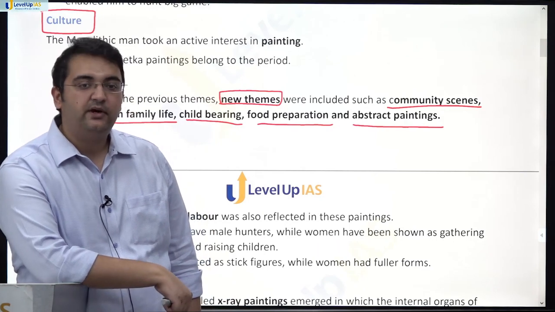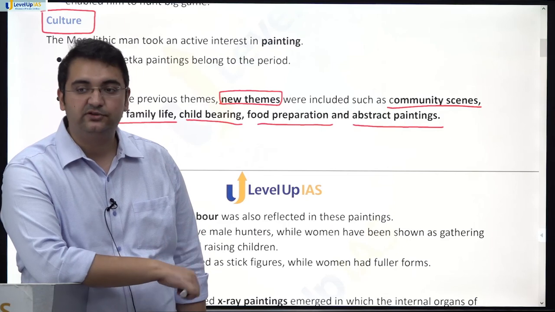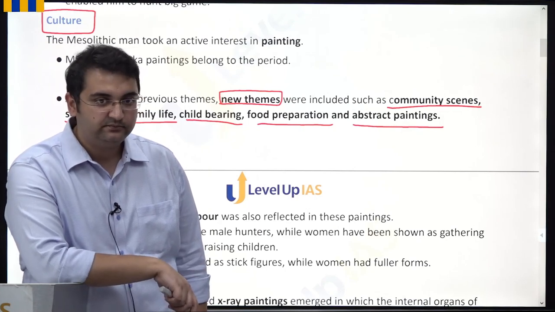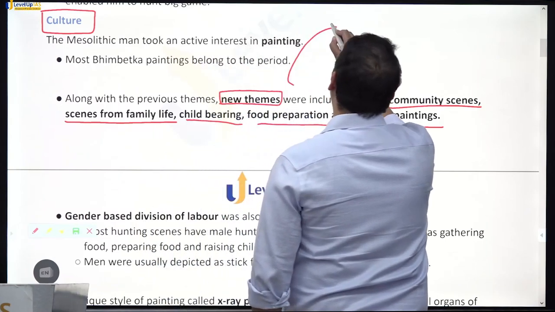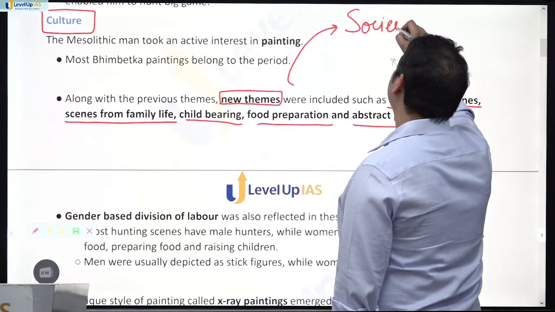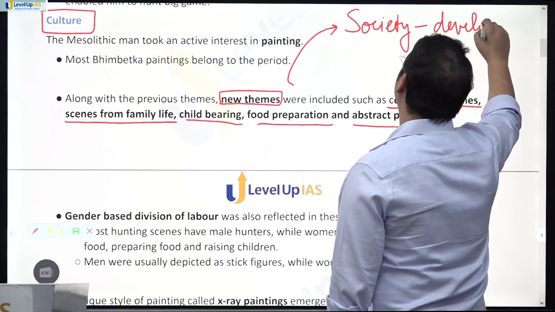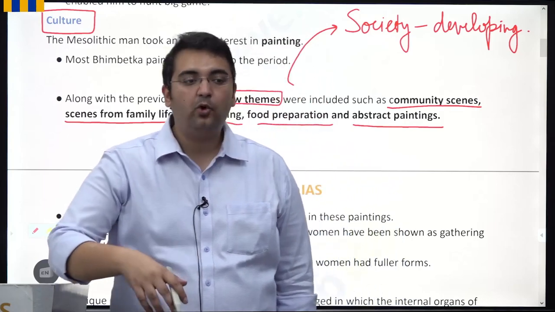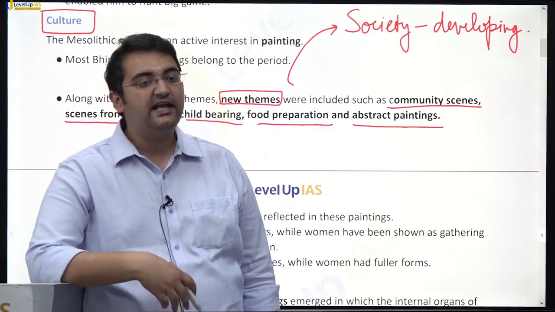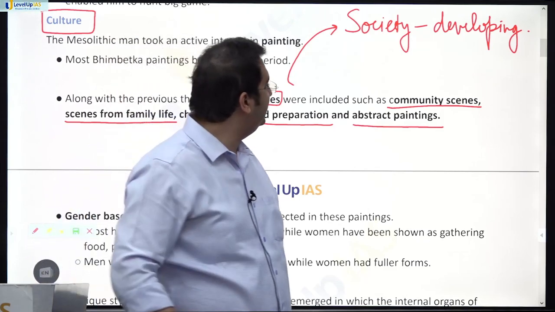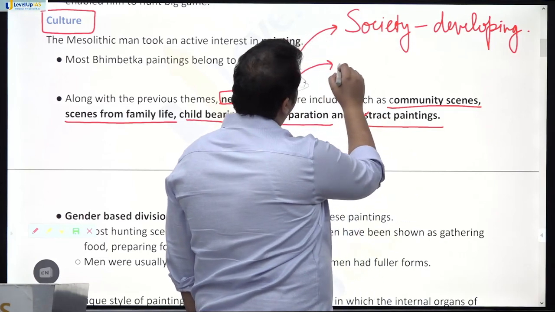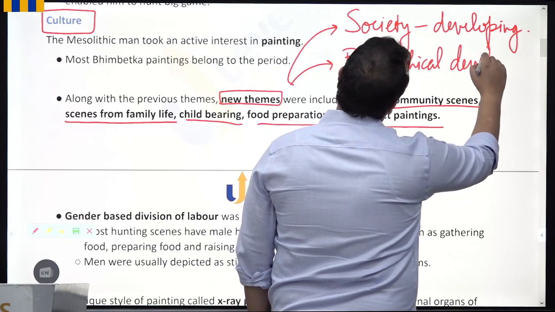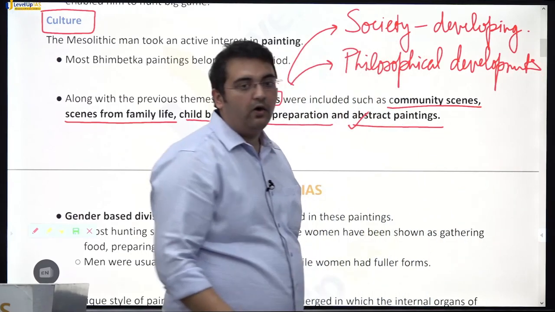Were there any changes which were taking place in the nature of the Stone Age society, the Stone Age thinking, the philosophy, etc. Kuch ho raha tha ya phir jaisa tha pehle se waisa hi tha? Change ho raha tha. Kya? The concept of society was developing, and human beings were starting to explore the nature of their existence, the nature of their relationship with their surroundings, resulting in these abstract paintings. So, philosophical developments were also taking place. ठीक है?